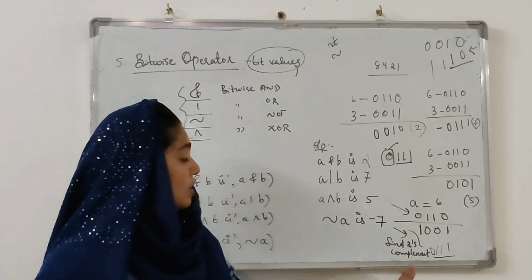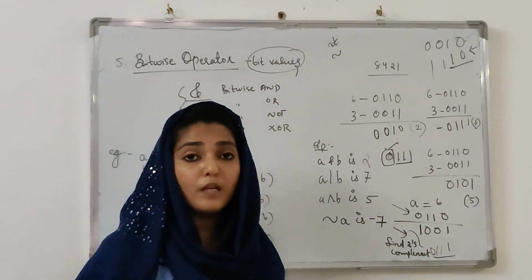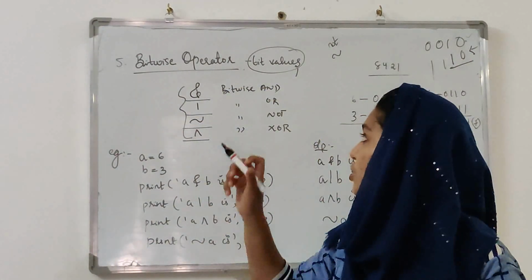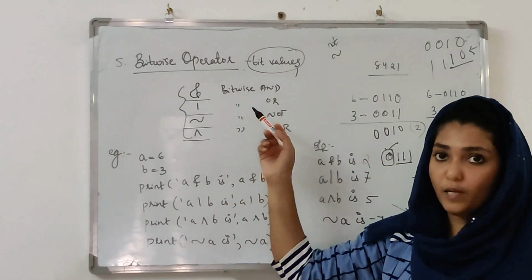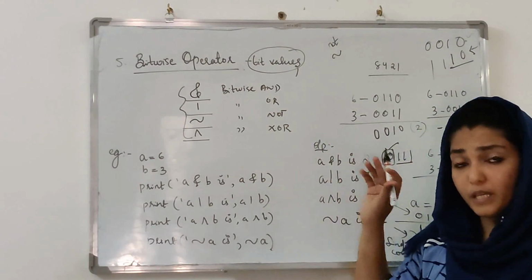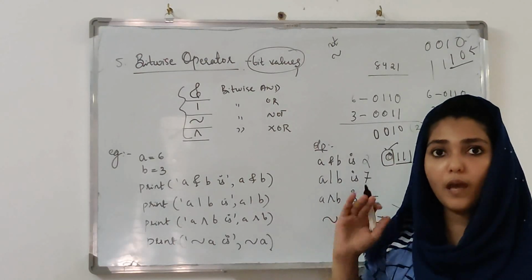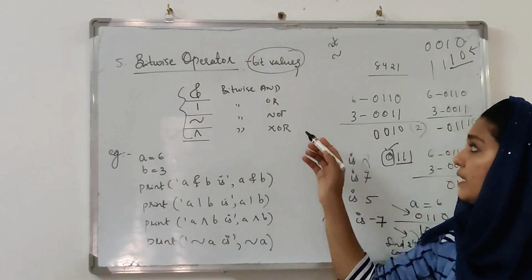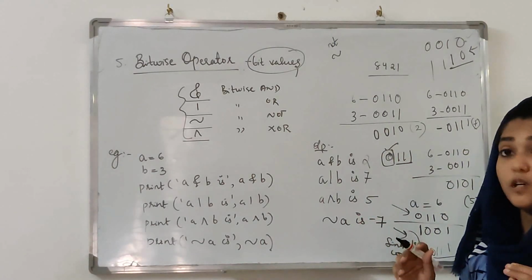So these are the bitwise operators. What are the 4 bitwise operators supported by Python? Bitwise AND, bitwise OR, bitwise XOR and bitwise NOT. AND, OR, XOR are easy for you if you know the truth tables of AND, OR and XOR. And in the case of the NOT operation, there is a little change in finding the answer.